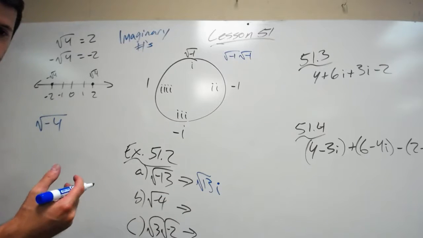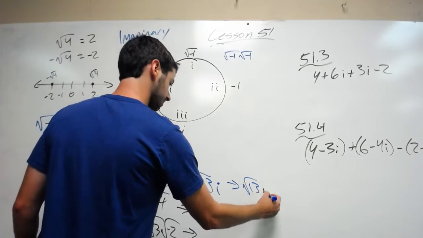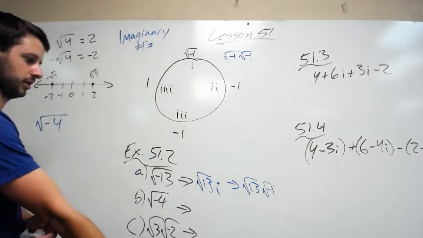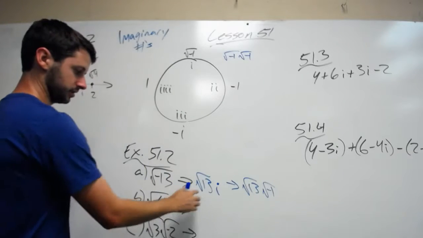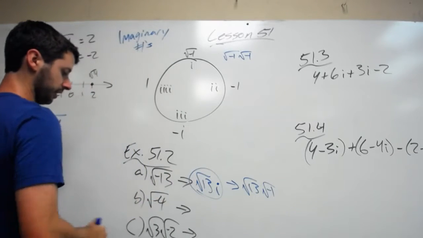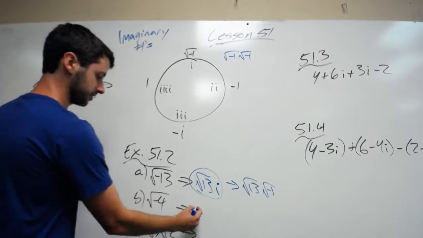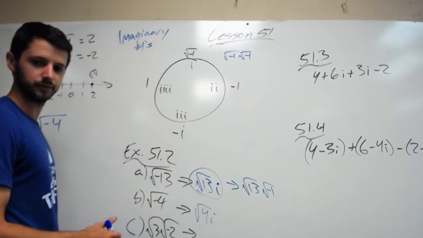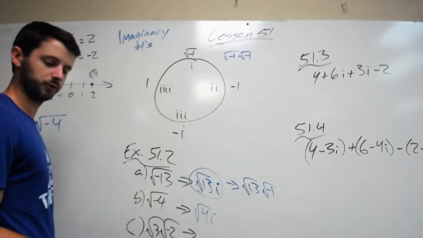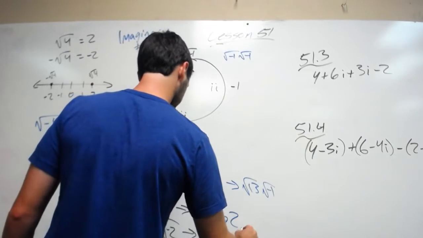That's all you do. And that's the same as saying square root of 13 times square root of negative 1. We are just substituting i in for negative 1. So this would be how we want to write it. Say you have square root of negative 4. Well, we take the negative out, and are left with square root of 4. We actually know the square root of 4 is 2. So we call it 2i.